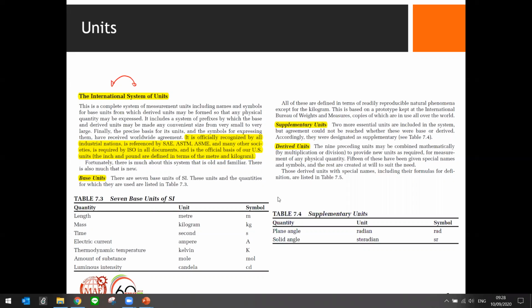And moreover, we also have what are called supplementary units and derived units. Table 7.4 shows you the supplementary units. And as you can see, there are two quantities, which are the plane angle and the solid angle. Plane angle has a unit in radian, the symbol is RAD, and solid angle is the steradian, SR. If I ask you to consider the unit of the plane angle as derived from the basic units, what would it be? So let's discuss together.